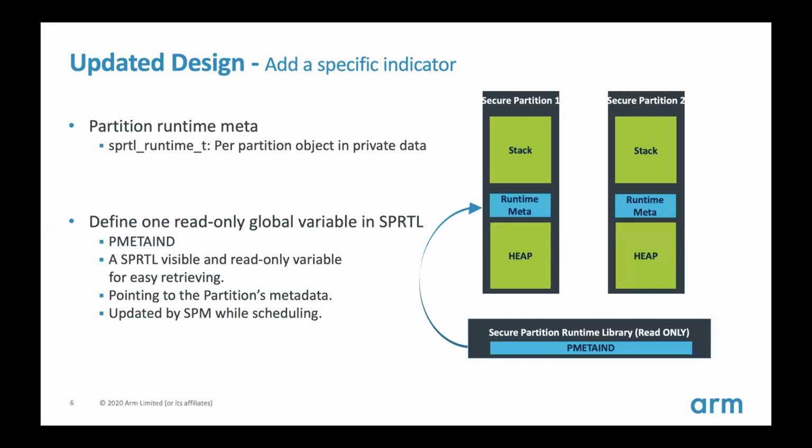A global variable may be used for this purpose if there would be a way to update this global variable while scheduling. This is the basic idea of the solution we are now developing in TF-M. First, we need to define some variables. One is the partition runtime meta structure. This structure is used to store the partition private data. And another is one read-only global variable in the secure partition runtime library named p_rnd.